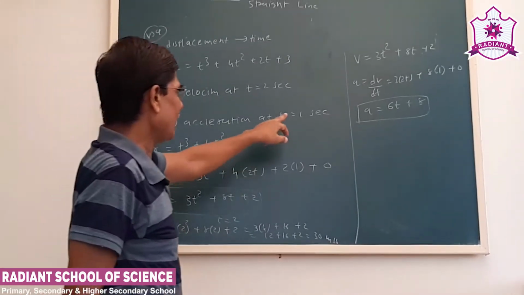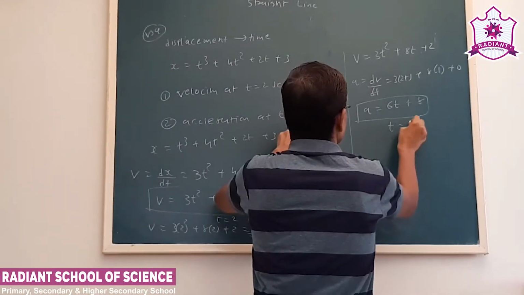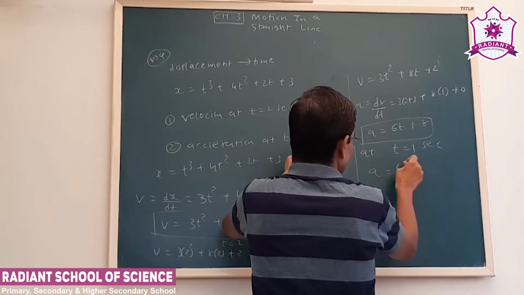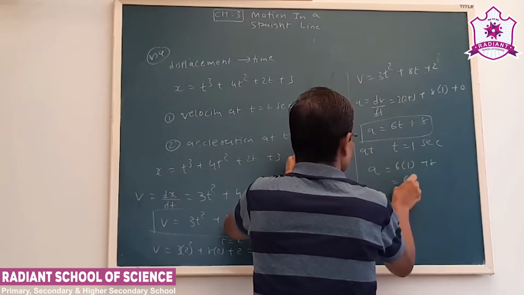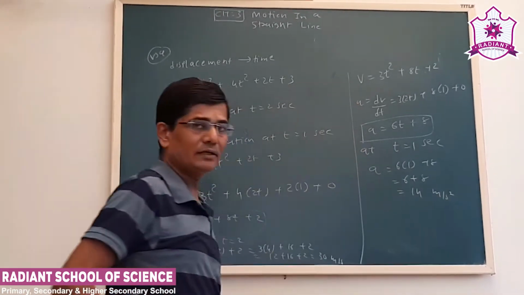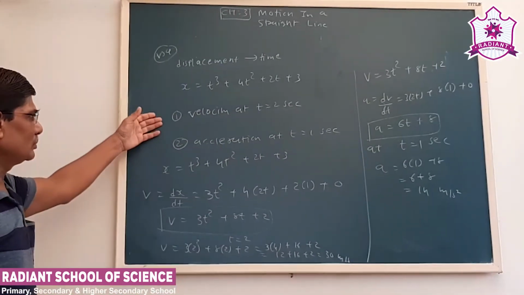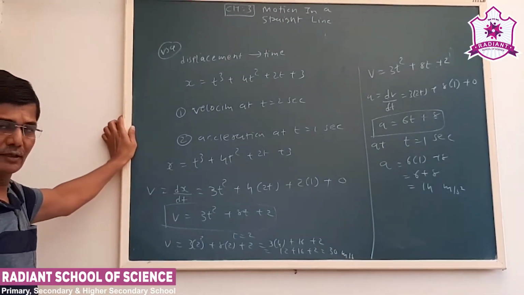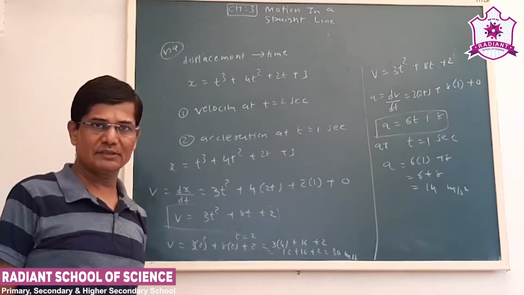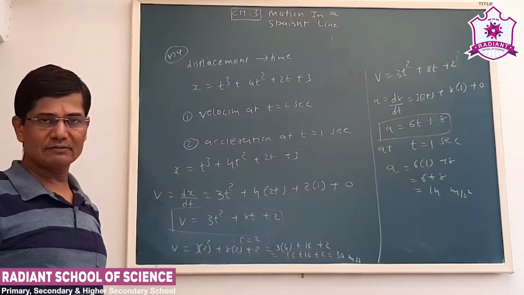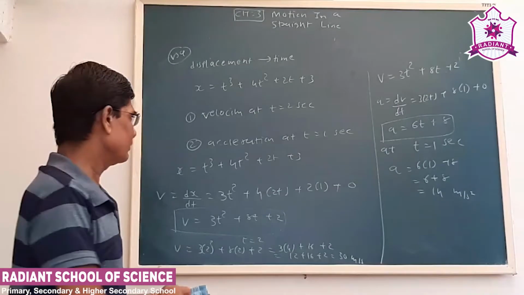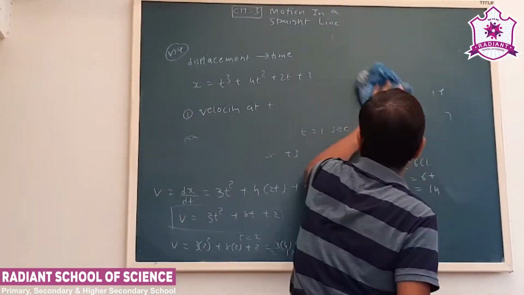Now see, the time given is 1 second. So a is equal to 6 plus 8, which is 14. Okay, this is how we can obtain the value of the velocity and acceleration at a given time. Now see, earlier we saw the x versus t graph, the displacement versus time graph. Now we have to see the velocity versus time graph.